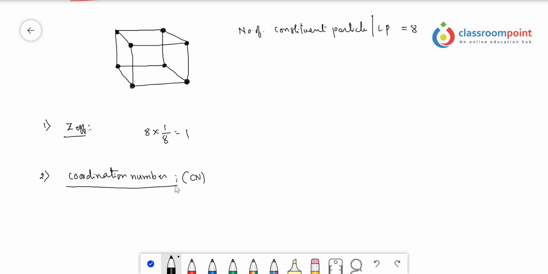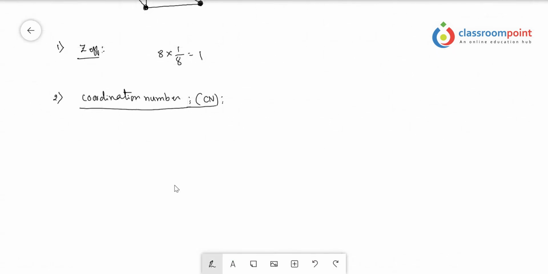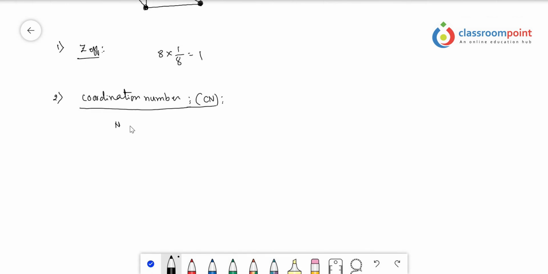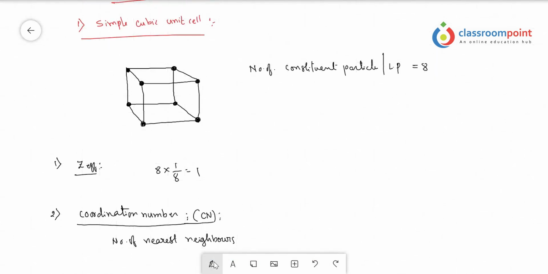This is also known as CN, which means coordination number. Coordination number basically tells about the number of nearest neighbors. It means how many atoms are close to a particular atom.